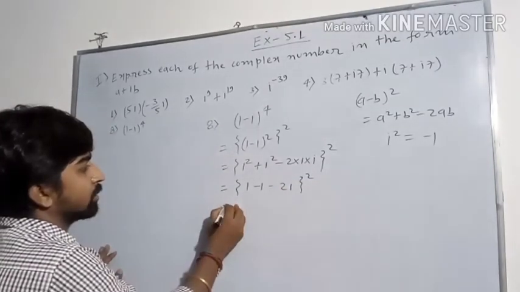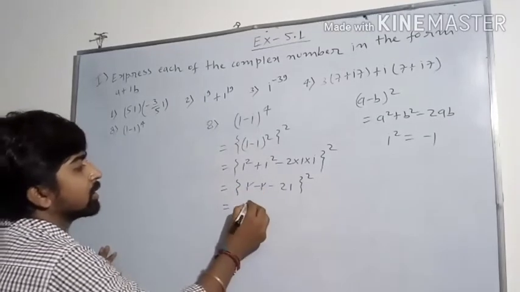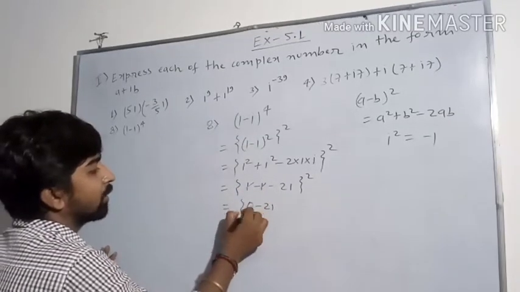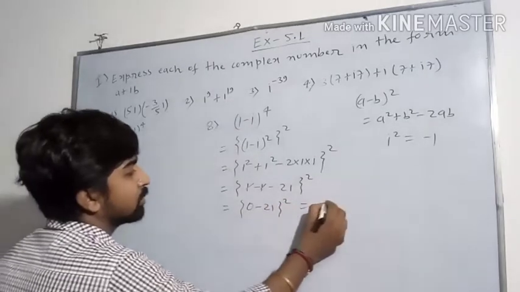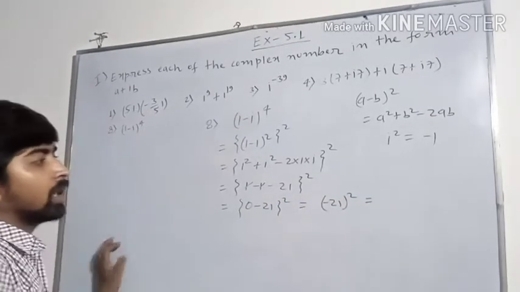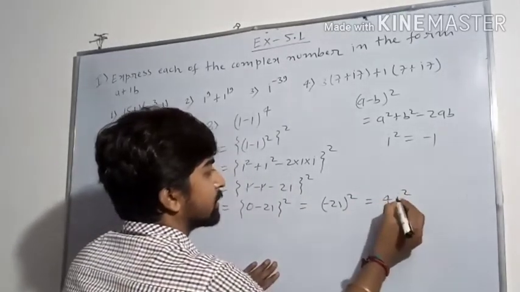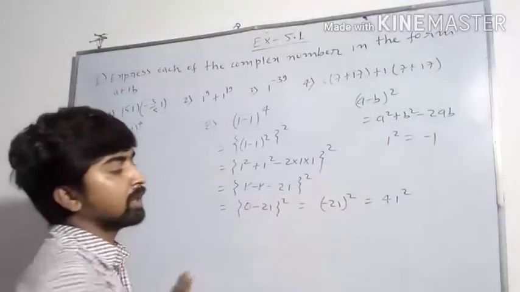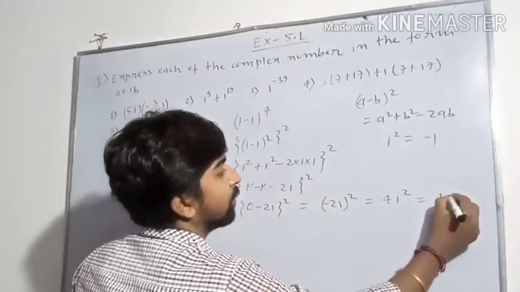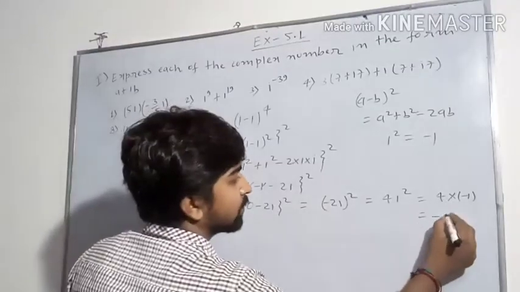This is equal to 1 minus 1 cancel means 0, 0 minus 2I whole square equals minus 2I whole square equals 4I square, and since we know I square equals minus 1, so we can write 4 into minus 1, and this will be equal to minus 4.